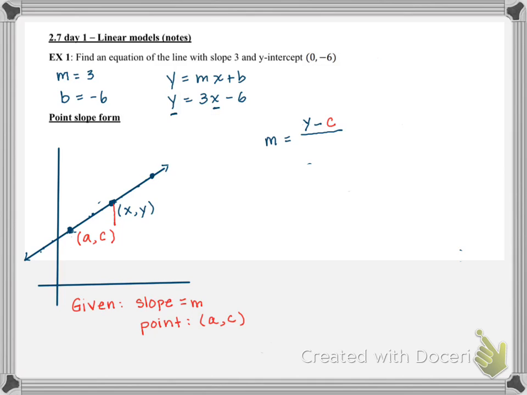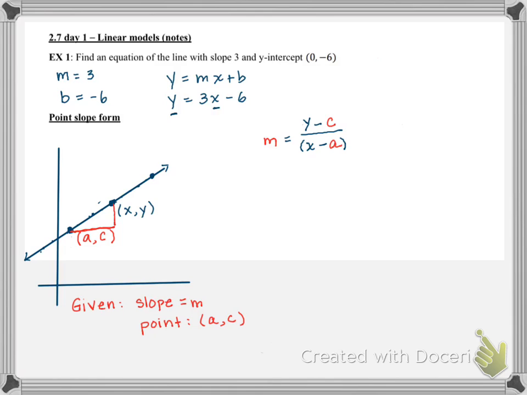So that's our vertical change, divided by the change in x, which will be x minus a. That's our horizontal change, and that has to be equal to the slope that we were given. So two points on a line, slope formula equals our slope. Again, this doesn't really look like the equation for a line, so we're going to clear fractions. We're going to multiply both sides by this x minus a.